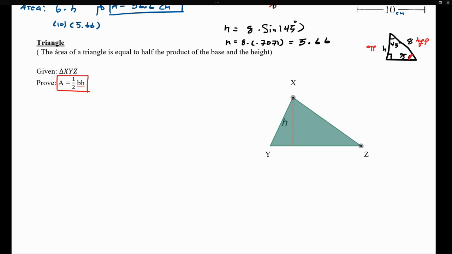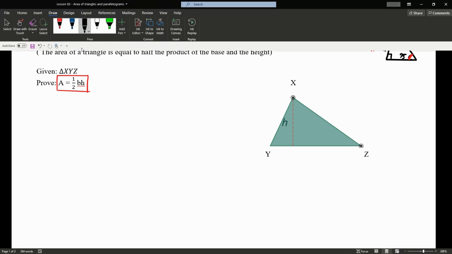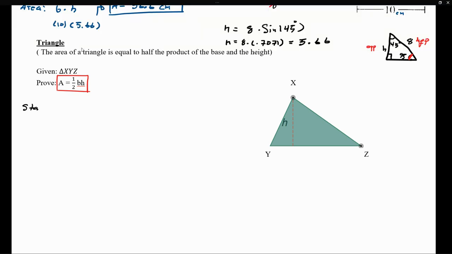Well, let's prove that. Let's prove that for any kind of triangle, acute, obtuse, regular, equilateral, the area is always going to be defined as 1/2 times the base times the height. So let's start our proof, where we have our statement and we have our reason. Let's prove that the area of any triangle is defined as 1/2 times the base times the height.